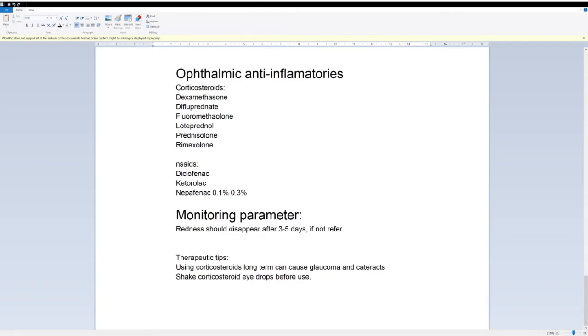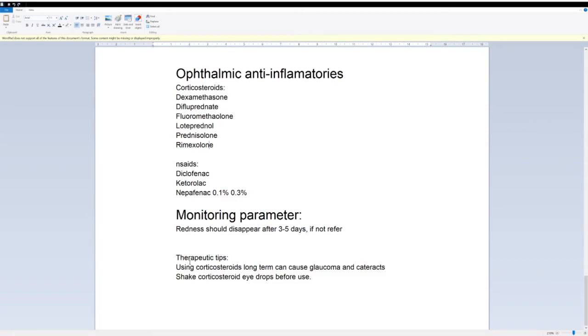And the most important part is the monitoring parameter. The redness should disappear after 3 to 5 days of therapy. If they are still present, then you have to refer them. If they don't disappear after 3 to 5 days, there could be something else going on. So you should definitely refer them to an optometrist to get it checked out, or a physician.